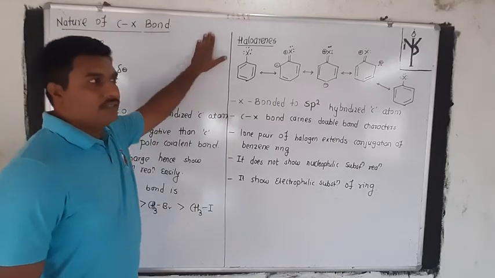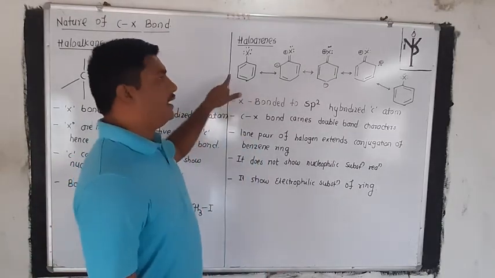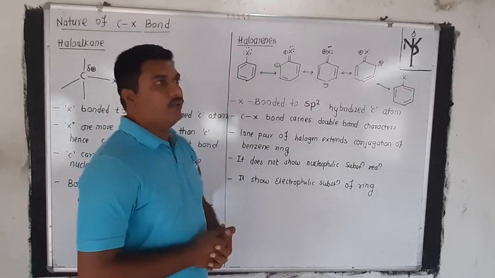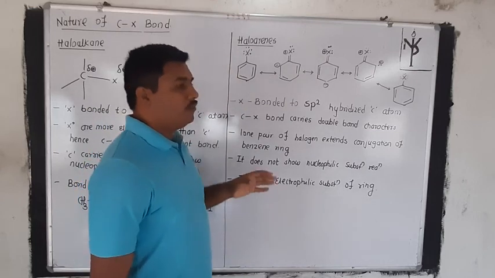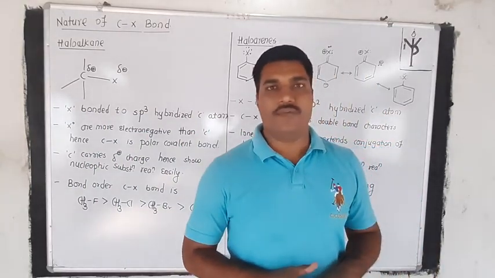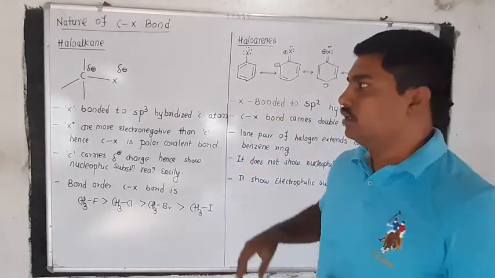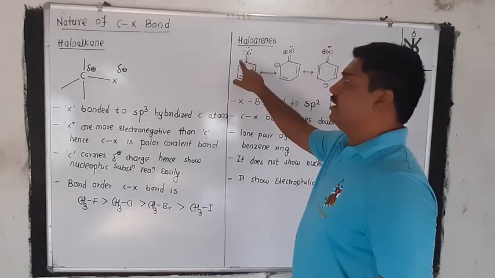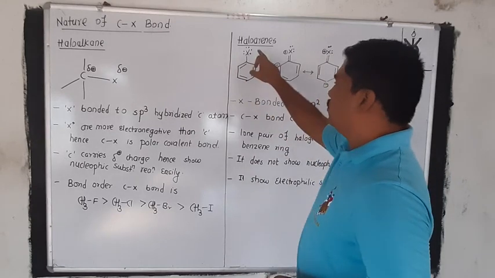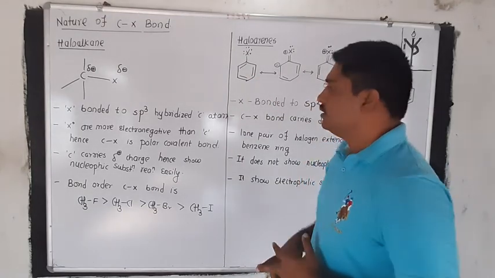Then move on to haloarenes. In haloarenes, halogen is bonded to the benzene ring. The benzene ring itself carries delocalization of 3 electron pairs. Halogen also carries 3 electron pairs. Any halogen contains 7 electrons in its last orbit. Fluorine is 2, 7. Chlorine is 2, 8, 7. That means the last orbit contains 7 electrons. Halogen has 2, 4, 6 electrons as lone pairs and the 7th electron involved in bonding. That means halogen carries 6 electrons, and the benzene ring also contains 6 delocalized electrons.